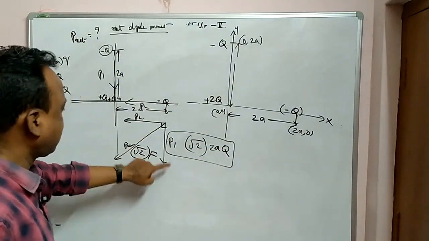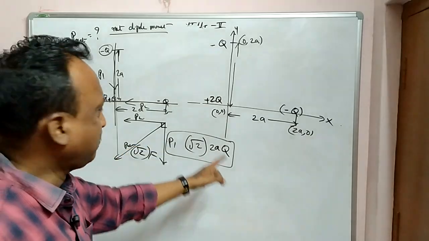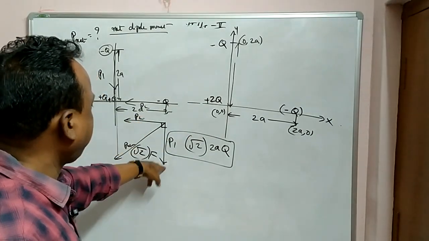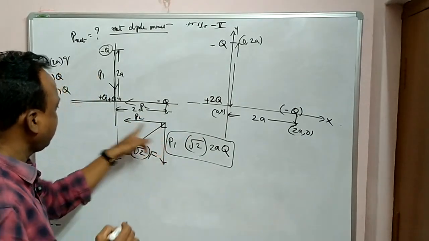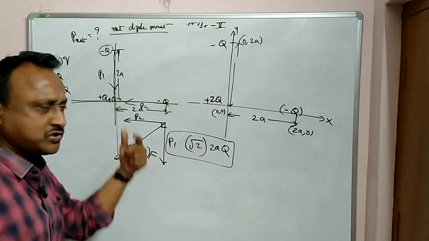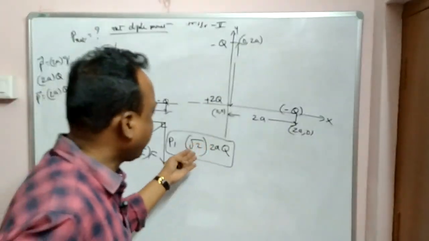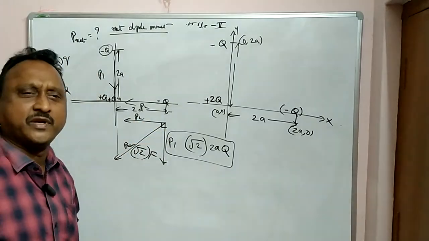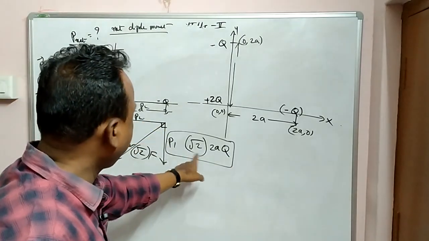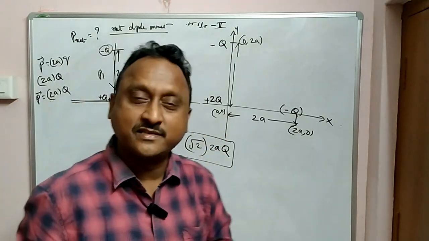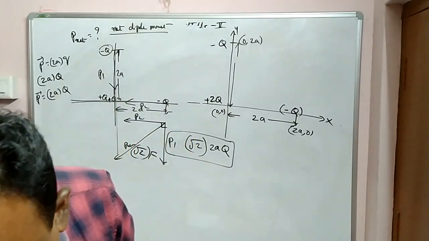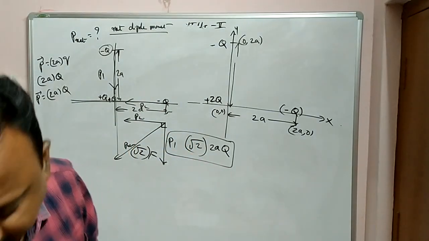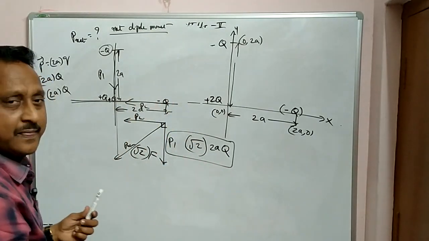So two forces, because it's a vector, this is also two dipole moments, electrical dipole moments. One is in the down direction and one in this direction. So when those two are acting at right angles, parallelogram you can apply. Root over p1 square plus p2 square plus 2 p1 p2 cos 90 degrees. So √2 into 2aq. So this is how you have to solve the problems. Now let us go to the next one. Clear? Right.